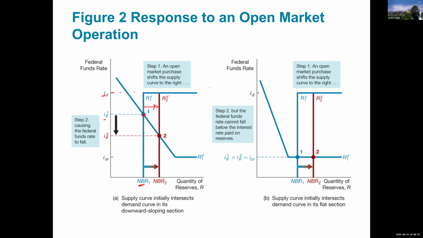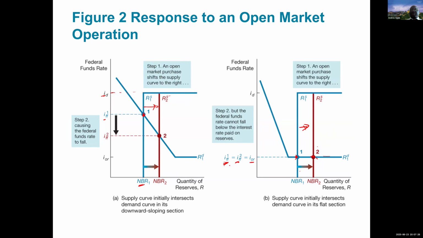Okay, what about the case where the initial intersection was already happening at the flat portion of the demand curve? I already talked about that. That means the federal funds rate already equals the interest rate on excess reserves. So buying bonds, which shifts the non-borrowed reserves to the right, is going to have zero effect on the federal funds rate, because the new federal funds rate, iFF2, is going to be the same as the initial federal funds rate. So monetary policy is going to have an effective impact on the federal funds rate only when interest rates are not already at the bottom, meaning the initial intersection between supply and demand was not at the lowest bound interest rate.